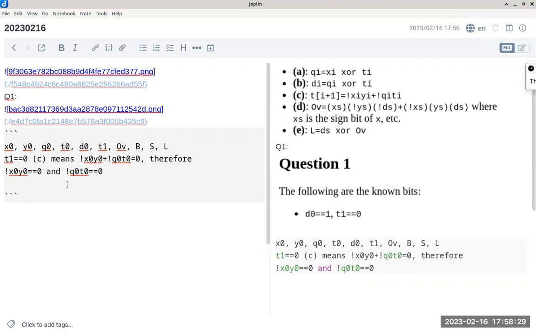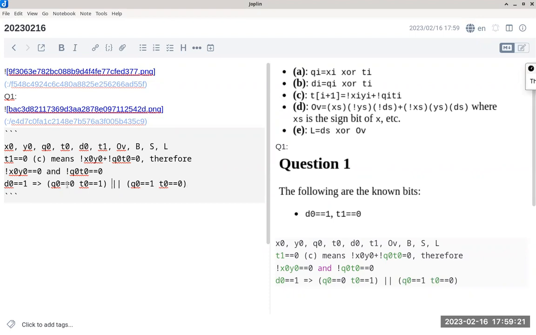All right, so now we managed to conclude that not x0, y0 is a 0, not q0, t0 is also a 0. But we know that d0 has something to do with q0, t0. So now we say d0 is known to be a 1. That's given to you. This is not something that I worked out. This is given in the question itself. So this implies that either q0 is a 0, t0 is a 1, or q0 is a 1, t0 is a 0.